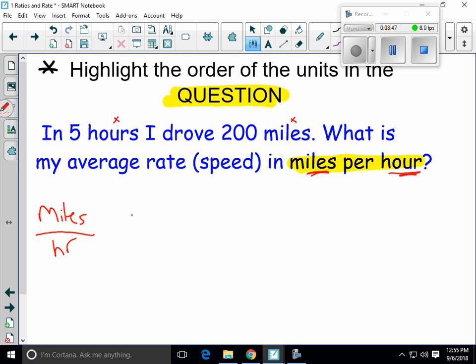So we did 200 miles in 5 hours, and you would put that in the calculator just the way you see it. 200 divided by 5. That fraction bar means divide. So from top to bottom, 200 divided by 5 is 40. So your speed was 40 miles per hour.